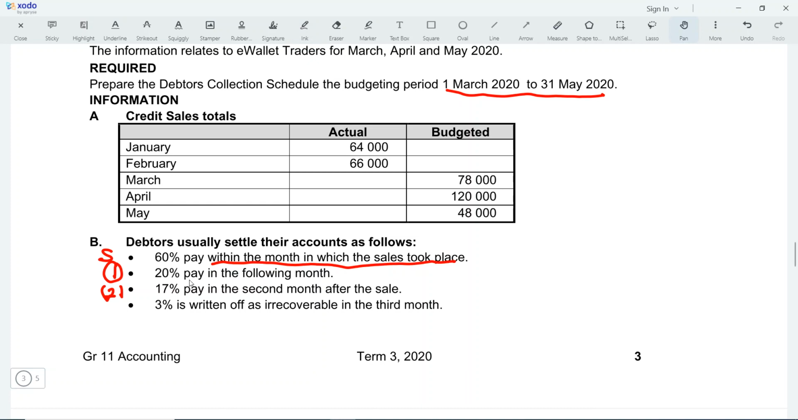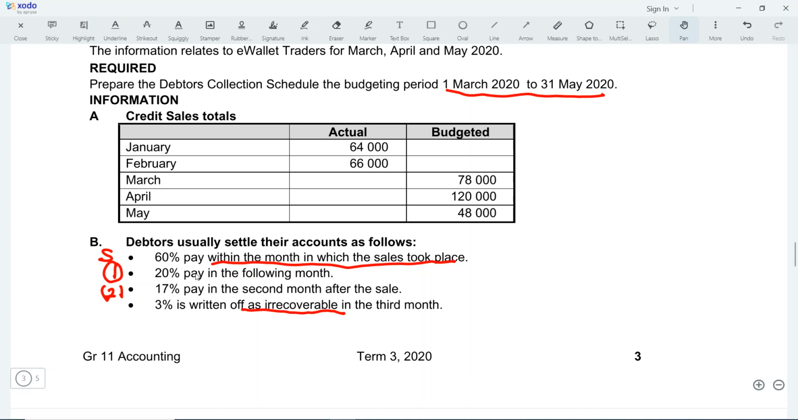And then after that, they are telling us that 3% of the debtors is written off as irrecoverable. Now remember, when we do bad debts, we don't include it in the cash budget, but we include it in the projected income statement because it is an expense. I think you guys also need to remember what is included in the cash budget and what is not, so that you don't confuse your information, because they are going to give it to you just like this.